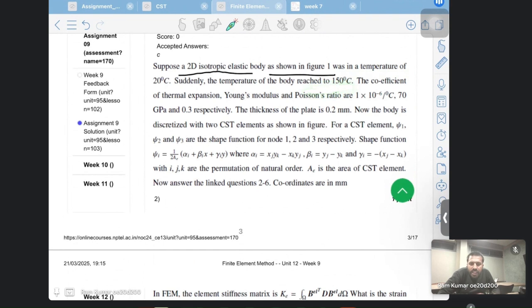So you are from a mechanical or civil background, both of you? Mechanical. Okay, and Nadlan, you are also from mechanical? Yes, sir. Okay, then fine.